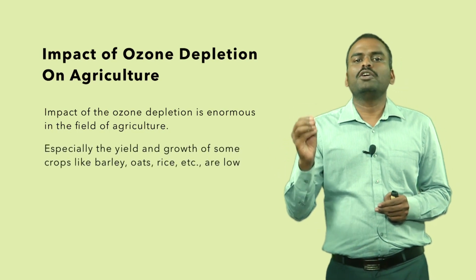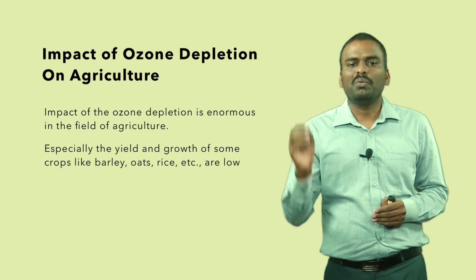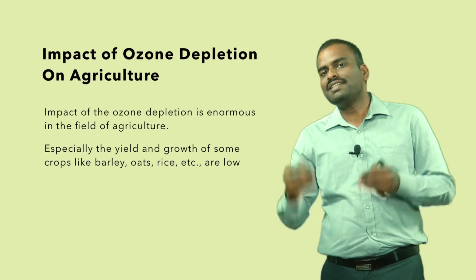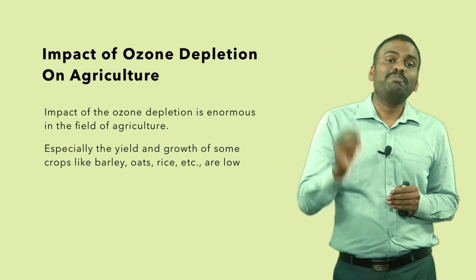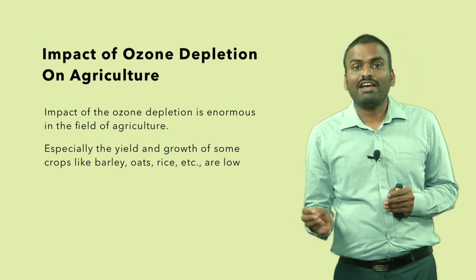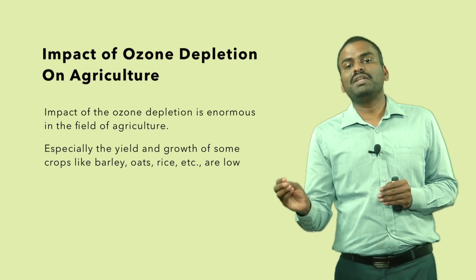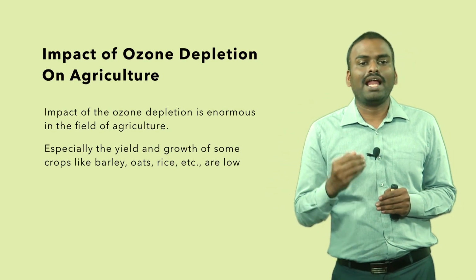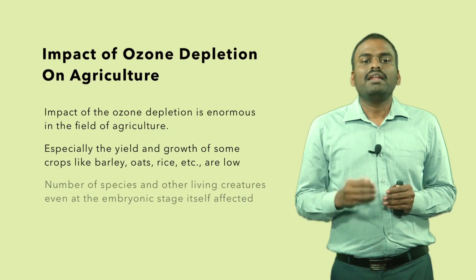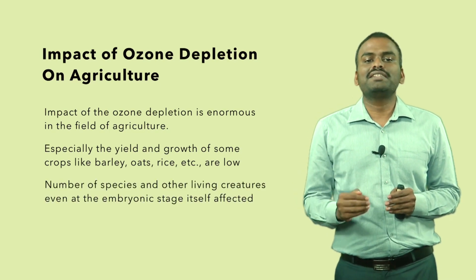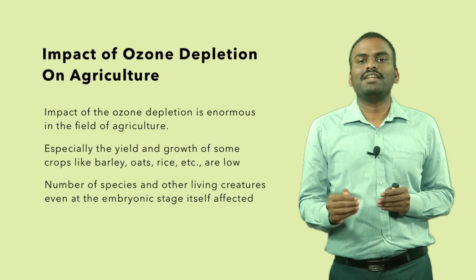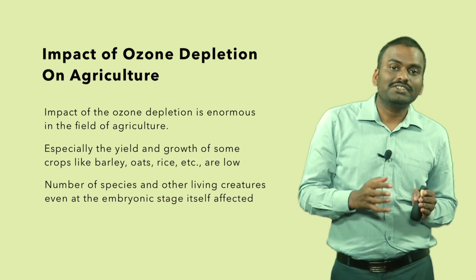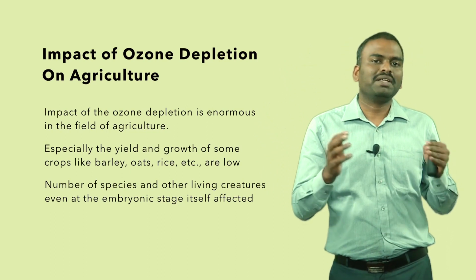Especially the yield and growth of some crops like barley, oats, rice, etc. have been reduced considerably across the globe. Even the dependents of agriculture, like cattle, have been affected because of ozone depletion and due to heavy and high ultraviolet radiation. A number of species, other living creatures, even at the embryonic stage itself, are getting affected because of ozone depletion, and forestry is also not an exception to this complex issue.